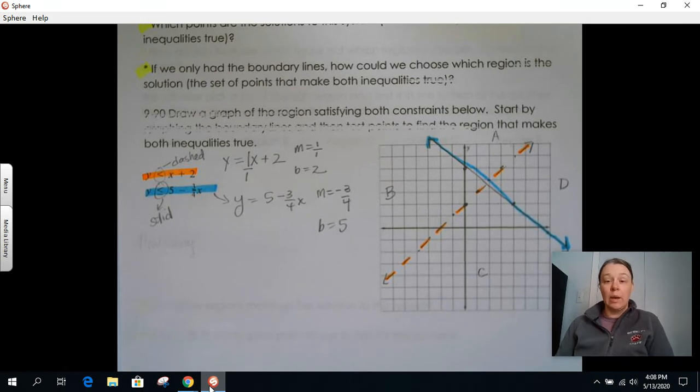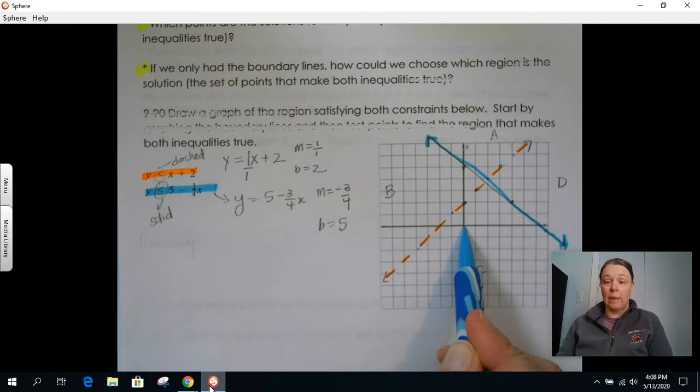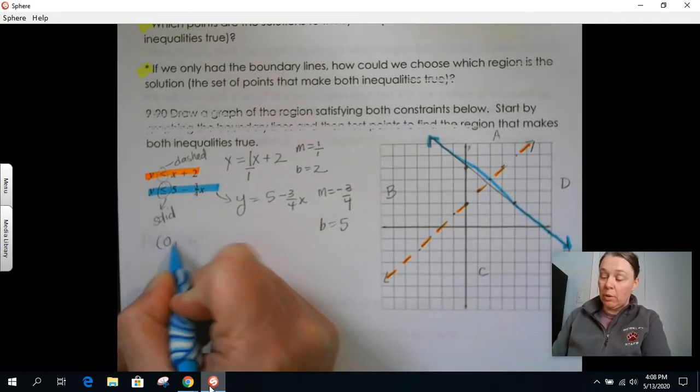And so what we said that we would do before when we were graphing an inequality is we would test a point to see if it works or not. And we're going to do that same thing here. I'm going to pick the point 0, 0. We're going to pick a point not on the line. So in this case, I'm going to pick the point 0, 0, and I'm going to see what happens when I substitute them into both inequalities.